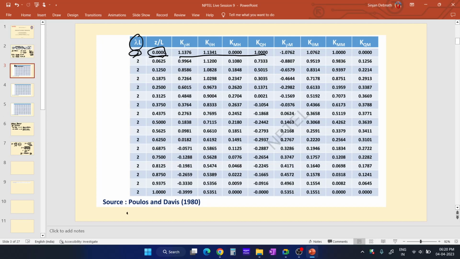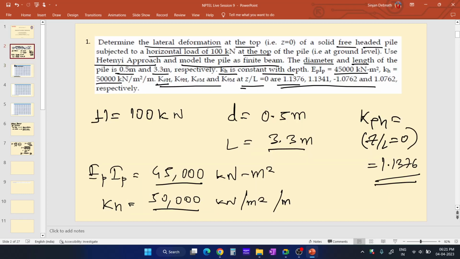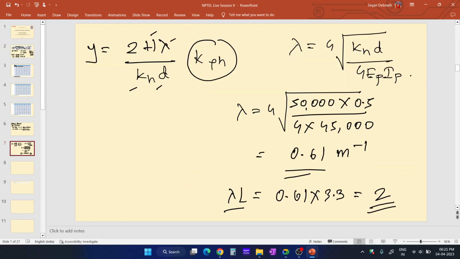It is given in Poulos and Davis 1980. In this paper, the chart is given. This is how the coefficients are coming. You can refer to this chart also. From this chart, you can find the values of these coefficients: K rho h, K theta h, K rho m, all these coefficients. So lambda L is equal to 2. Fine.